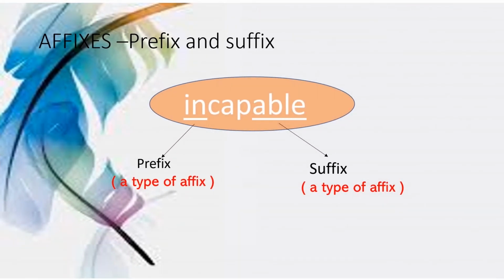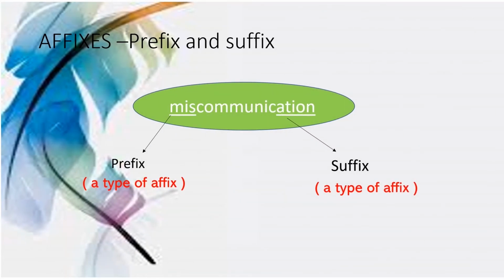Another example of affixes with prefix and suffix is the word incapable. What is the root word or base word of incapable? The root word in incapable is cap. Now, what affixes are added to the word cap? A prefix in and a suffix able are being added to the root word cap that makes the word incapable. Here is the word miscommunication. What is the base or root word for miscommunication? Correct. The root word for miscommunication is communicate. What affixes are being added to the root word communicate? Correct. A prefix mis and a suffix ation are being added to the root word communicate to make it miscommunication.